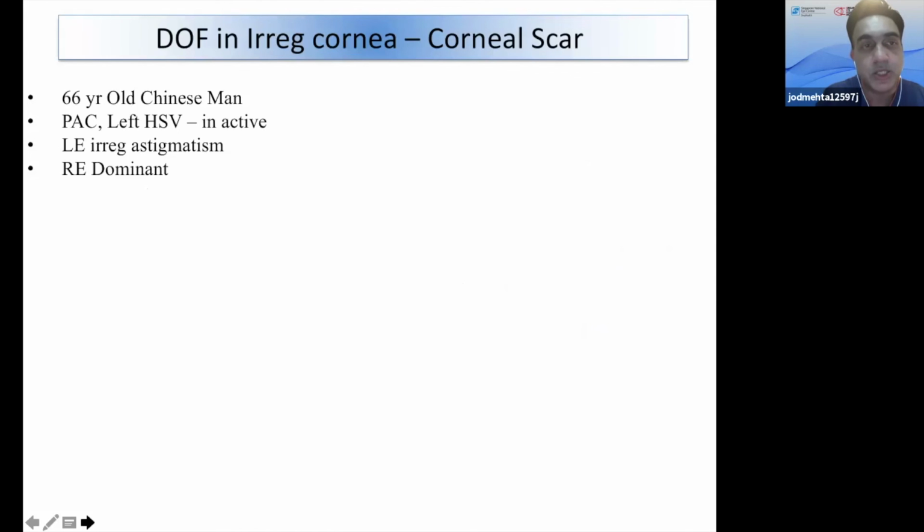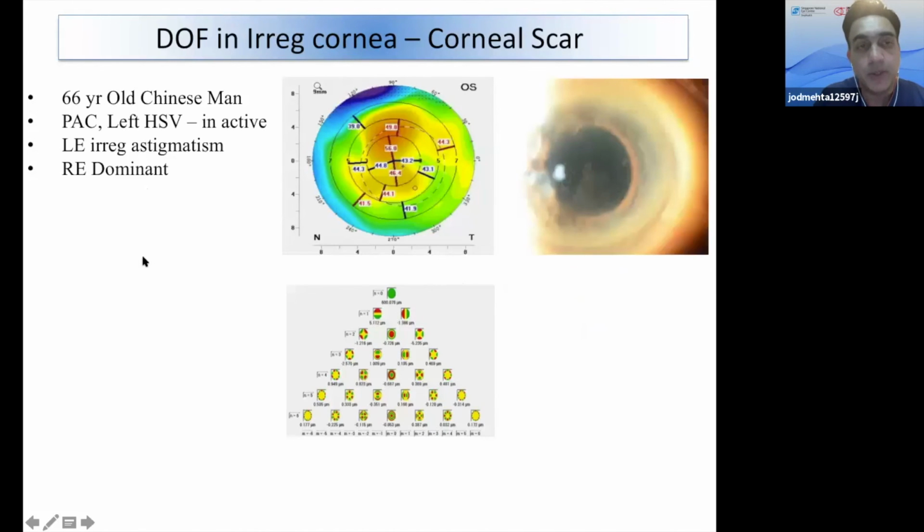So this is a 66-year-old Chinese gentleman with a herpes zoster scar that's been active for years. And he has left irregular induced astigmatism. Interestingly, the scar is actually not that bad. You can see it over here. But if you look at his astigmatism, he's almost got 10 diopters of induced astigmatism across the ocular surface. And he's got associated negative induced corneal spherical aberration, and likewise, a lot of vertical coma. He's right eye dominant as well.